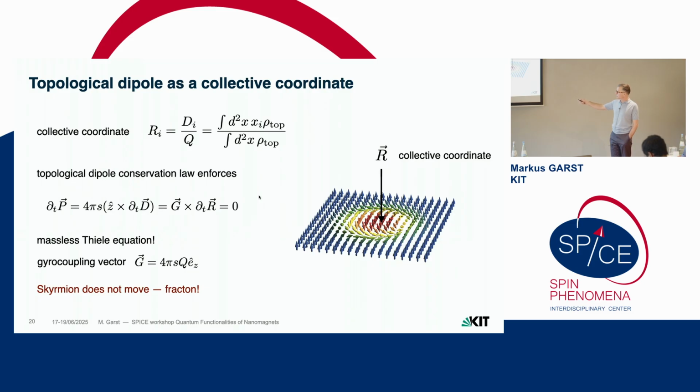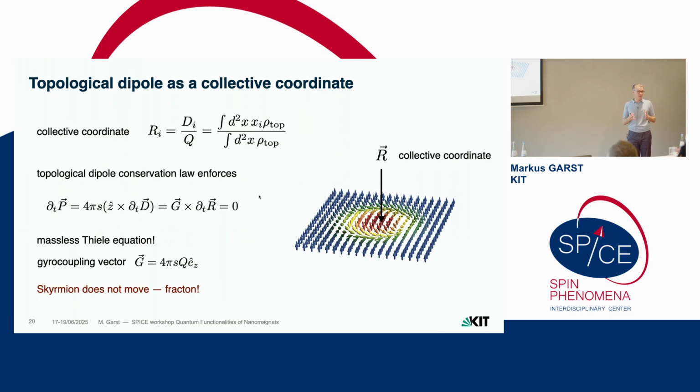And this equation is nothing but the massless Thiele equation. If you are familiar with skyrmions, you have encountered this effective equation of motion, which was derived by Thiele in the 70s. In the absence of Gilbert damping, it has this form. It is basically a reformulation of the conservation of linear momentum. So what does this mean? The conservation of linear momentum means that this collective coordinate is constant in time. This means the skyrmion does not move.